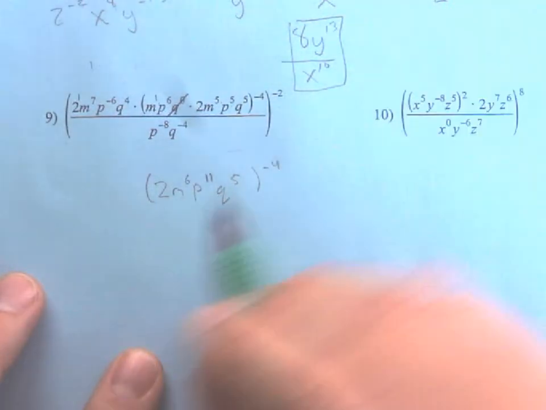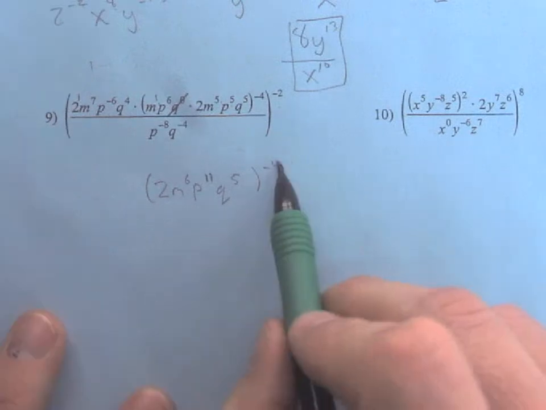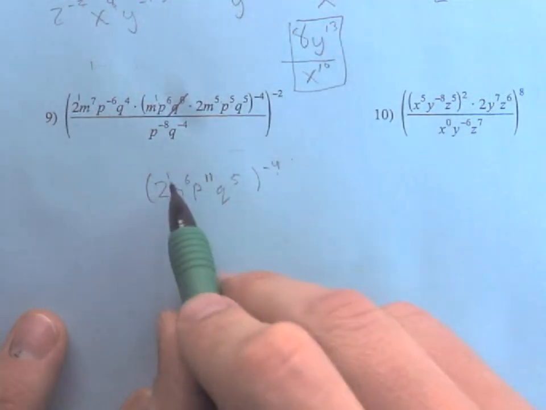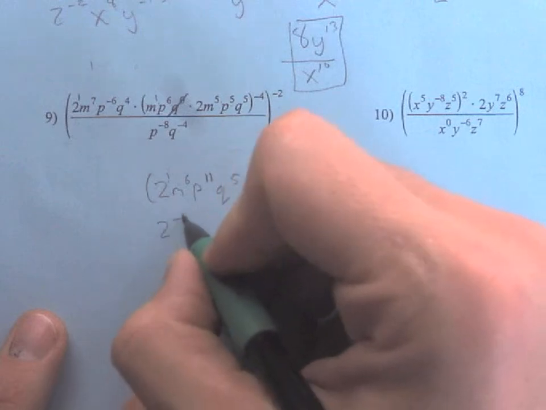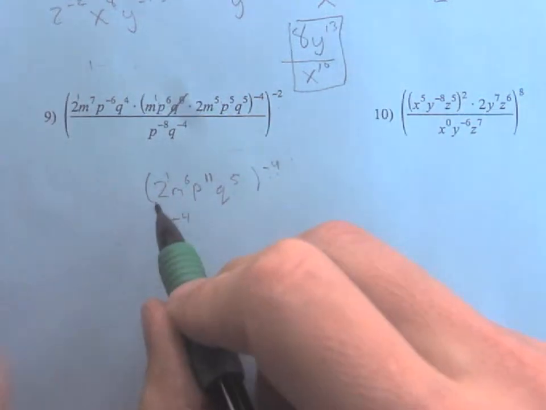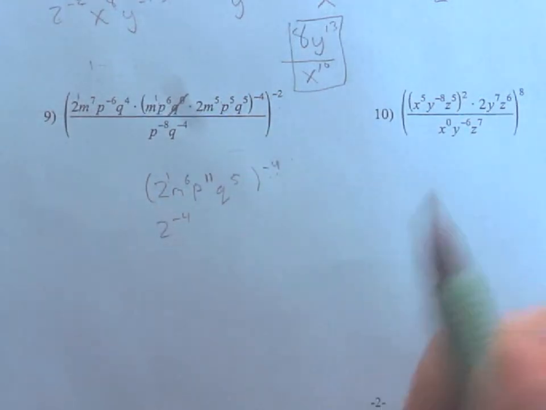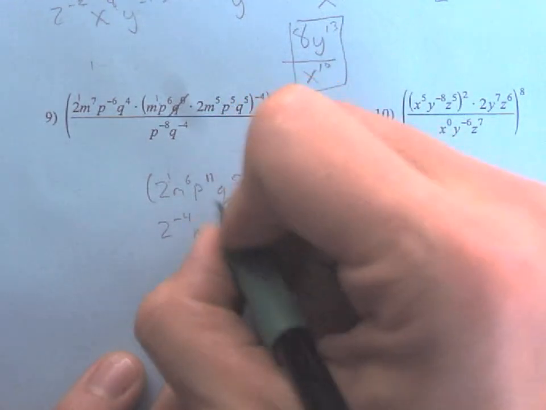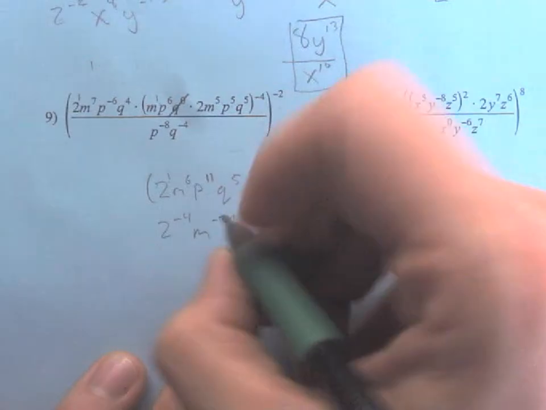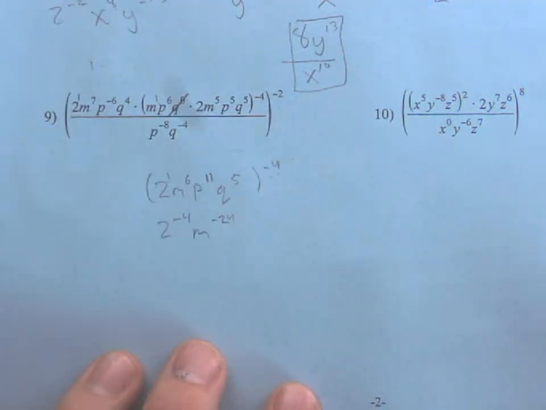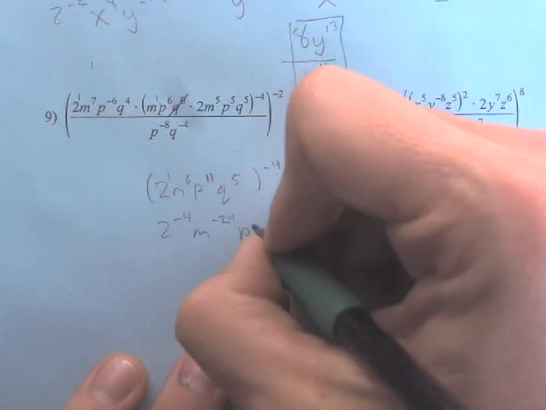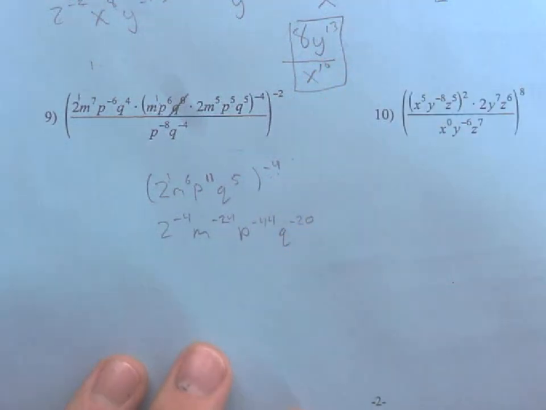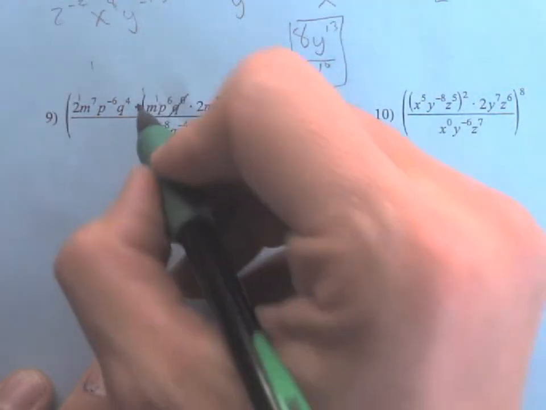Now that everything's simplified inside as much as possible, we're going to multiply exponents. Okay, so negative 4 times 1 is negative 4. Remember, don't multiply negative 4 times 2 and get negative 8. That's not what we want. We want 2 to the negative 4. We're going to have m to the negative 24, because 6 times negative 4 is negative 24. We're going to have p to the negative 44, and we're going to have q to the negative 20. Okay, so that is this part right here.